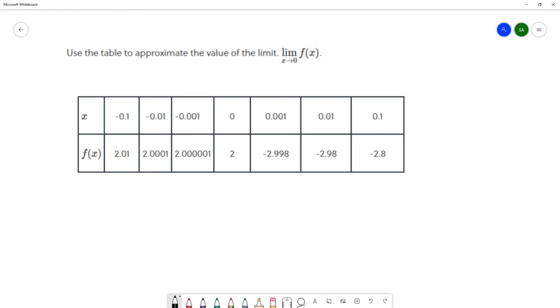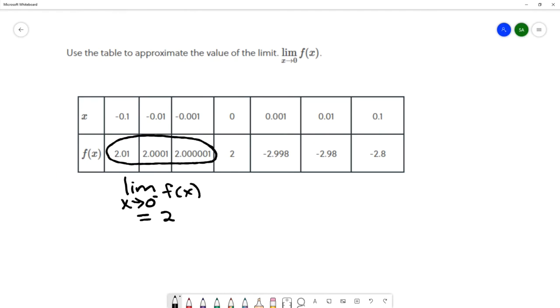So as I look on this side, look at this group of y values. I've got 2.01, 2.0001, and 2.000001. So it looks like to me that these y values are getting closer and closer to 2. So we're going to say for the one-sided limit, the limit as x approaches 0 from below of our function f of x is equaling 2.